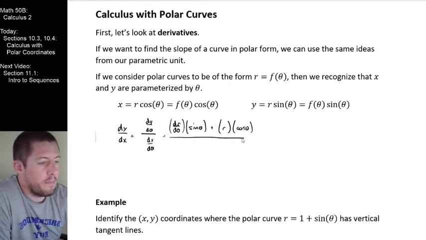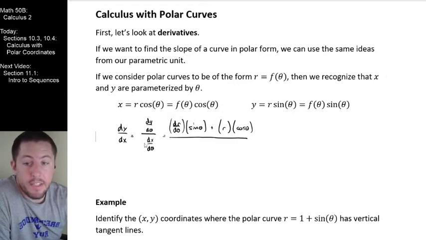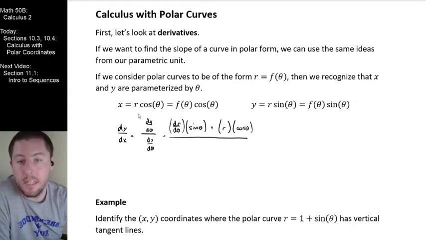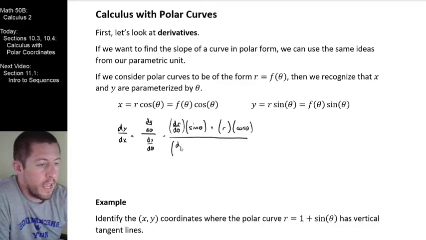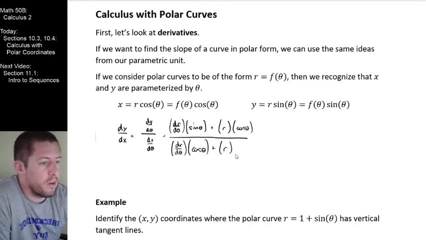This is all divided by a very similar expression for x. For x over here, it's the derivative of r cosine theta with respect to theta, acknowledging that r is actually a whole function of theta, so I have to use the product rule. So I'm going to again get dr/d theta times the cosine term, plus, this time I'm going to leave the r term alone, and I'm going to take the derivative of cosine, which is going to give me negative sine of theta.